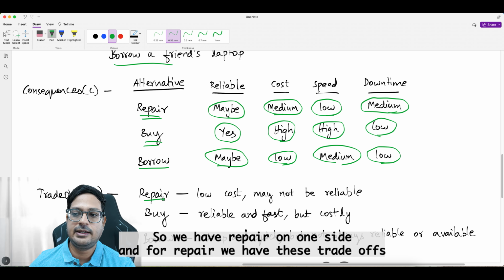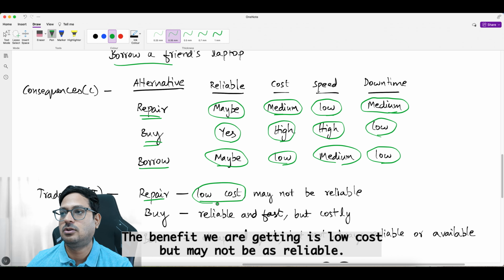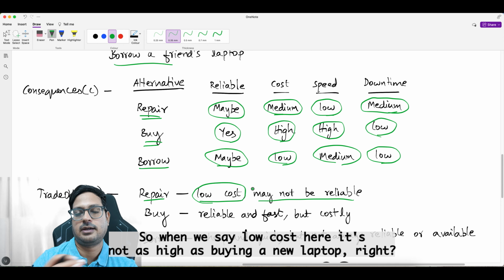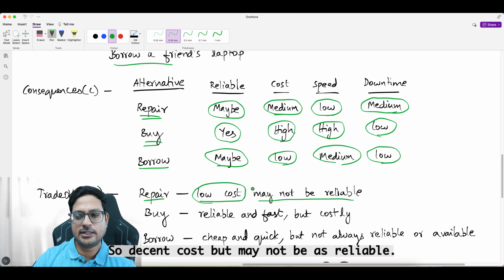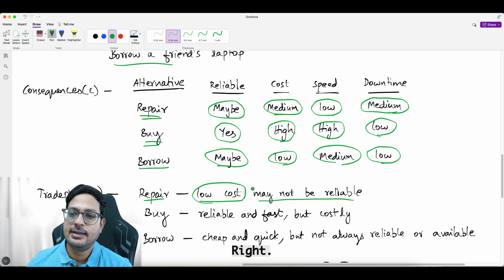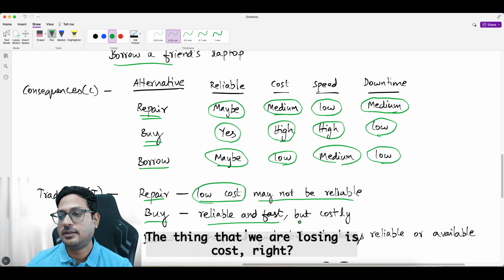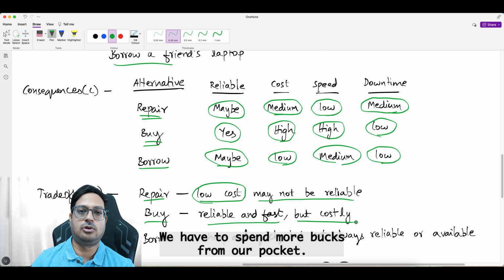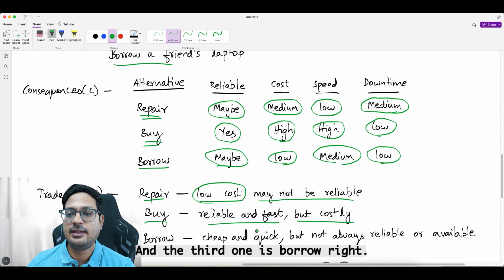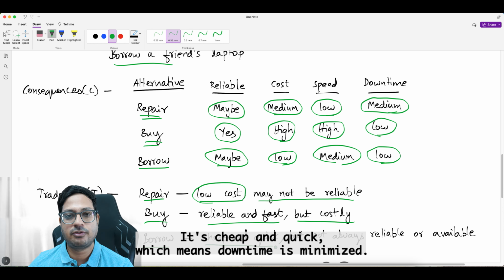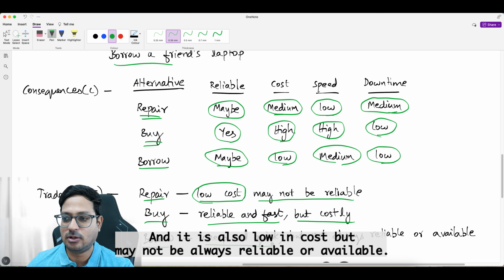So we have repair on one side, and for repair we have these trade-offs. For repair, the benefit we're getting is low cost but it may not be as reliable. When we say low cost here, it's not as high as buying a new laptop, right? So decent cost, but may not be as reliable, right? And in the buy scenario, reliable and fast is what we're gaining. What we're losing is cost, right? We have to spend more bucks from our pocket. It's expensive, right? And the third one is borrow. So what are we gaining with borrow? It's cheap and quick, which means downtime is minimized, and it is also low in cost, but may not always be reliable or available, right?